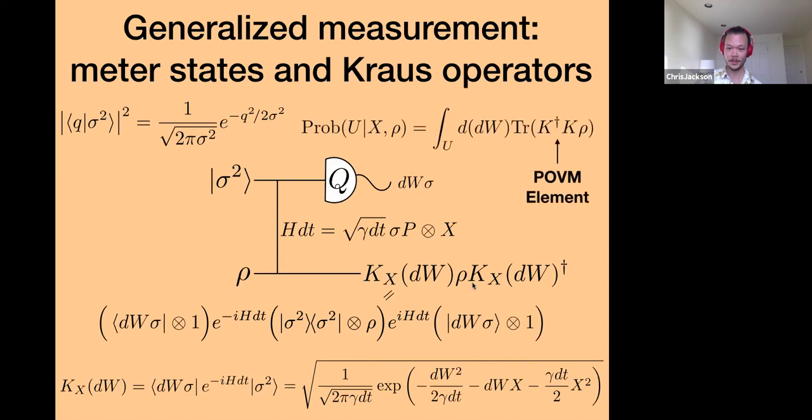So the trace of this is the probability that that would have happened, and therefore the probability of any given set of dWs is given by the integral over that region. Are there any questions here?